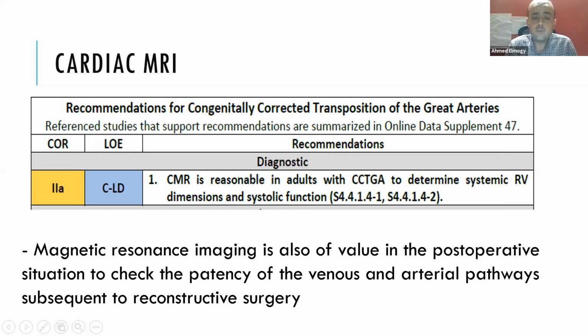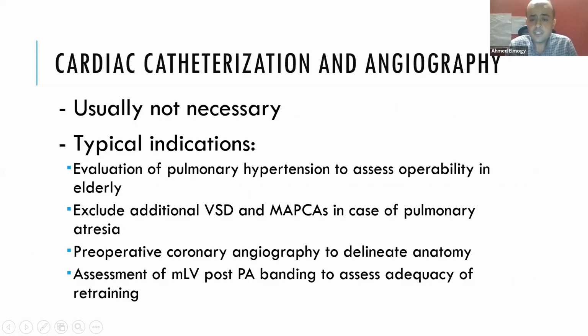However, if we want to evaluate pulmonary hypertension in case of large VSD and unobstructed pulmonary flow, to assess operability in the elderly, of course, we can detect additional VSD and do preoperative coronary angiography if the CT was inconclusive. And the most important is assessment of the morphological left ventricle post-banding, to assess adequacy of retraining, and this we will talk about in a slide in a minute.